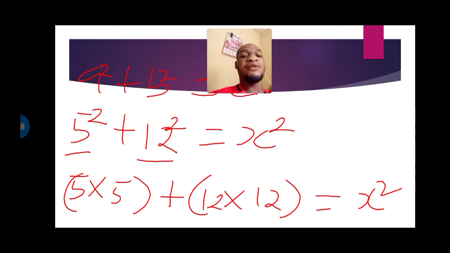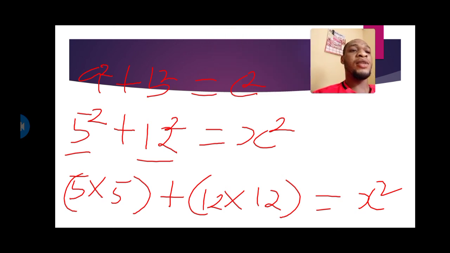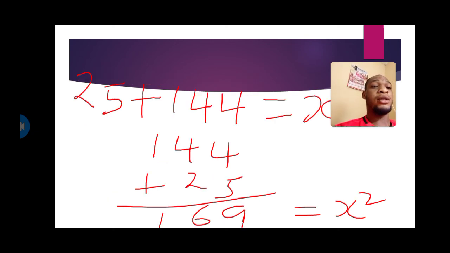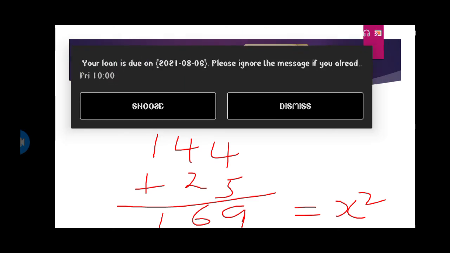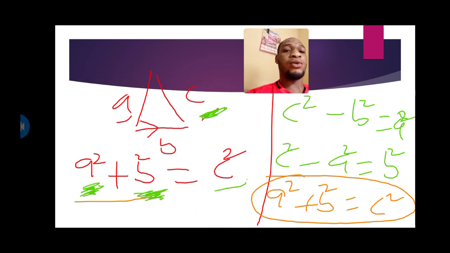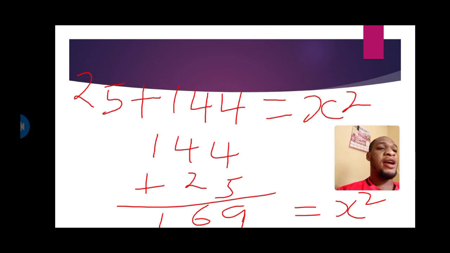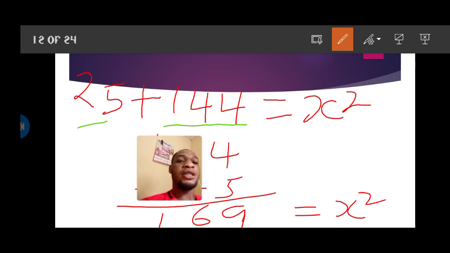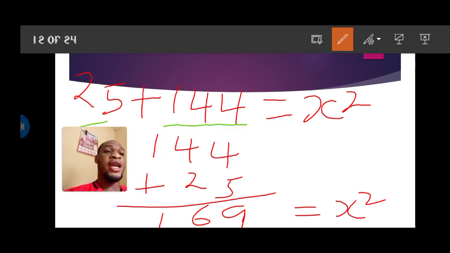So 5 square means 5 times 5. I left the centimeter alone because it doesn't have much effect. So 5 times 5 plus 12 times 12 is equal to x square. 5 times 5 is 25, while 12 times 12 is 144. So I add them together. The sum is 144 plus 25, 169. So 169 is equal to x square.